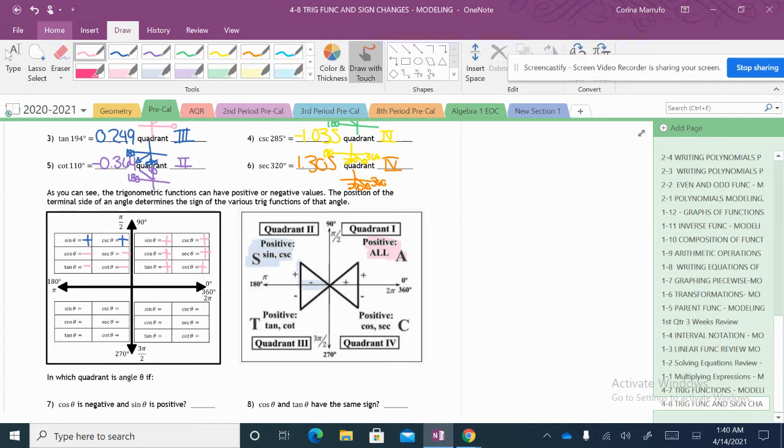And then in our third quadrant, the only ones that are going to be positive are tangent and cotangent. The rest of our trig functions will be a negative value. So it doesn't matter, as long as the angle lands somewhere in the third quadrant, only the tangent and the cotangent will be positive, the other trig functions will be negative. And then last, in the fourth quadrant, the only ones that are going to be positive are cosine and secant, and the rest of them are going to be negative.